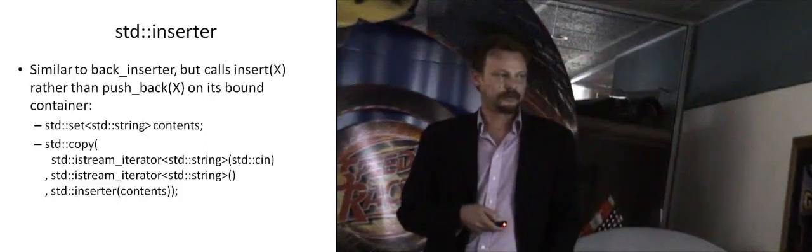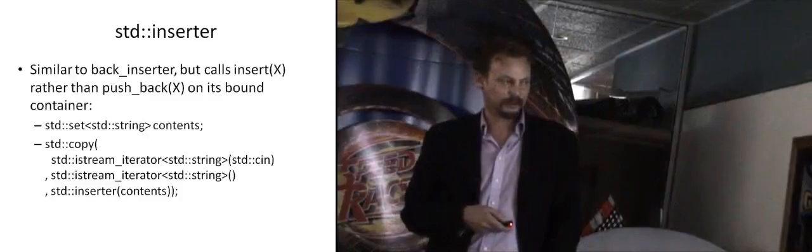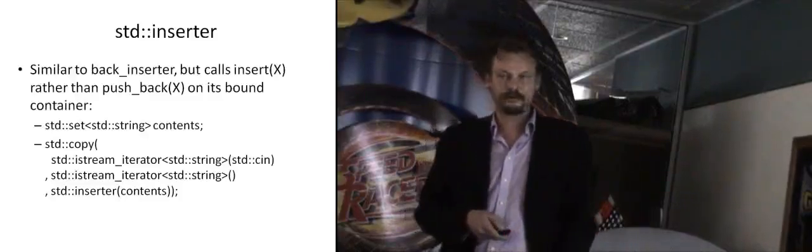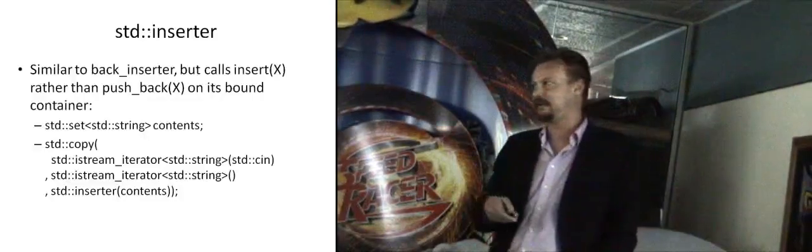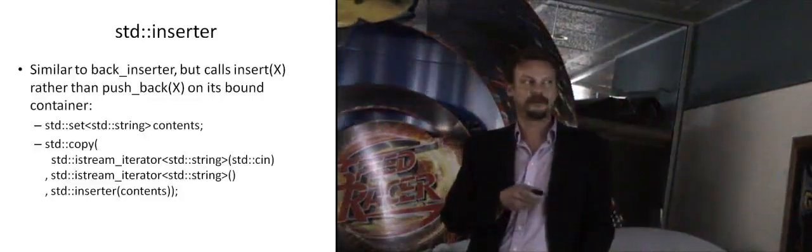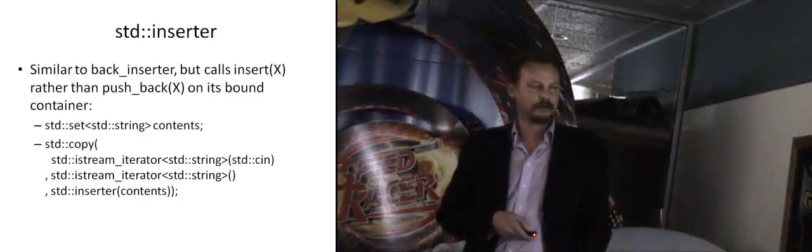So here we've got a set of strings. I'll explain set in a moment. We can copy using our istream iterators. I hope this is, maybe if you flip through Effective STL, you've seen this before. I just want to give an example of how you'd use inserter.